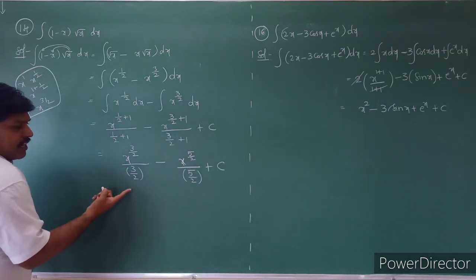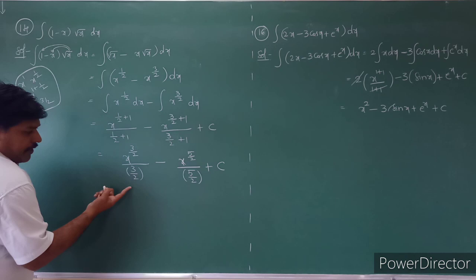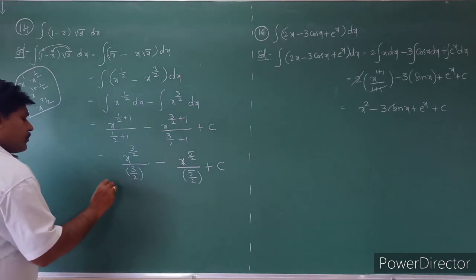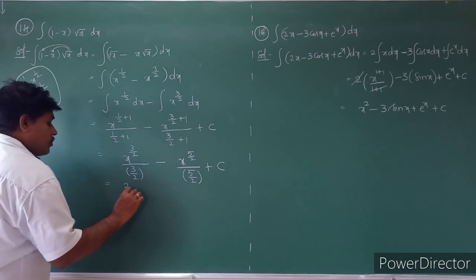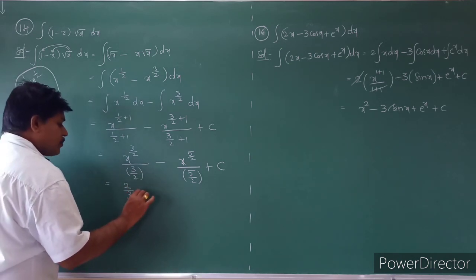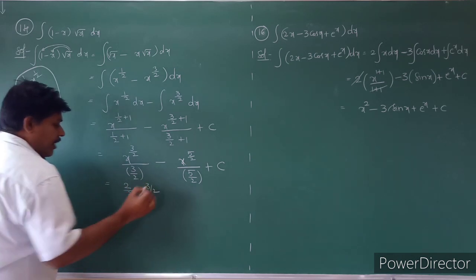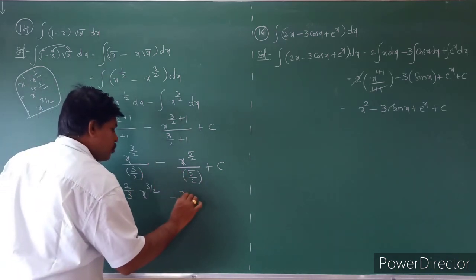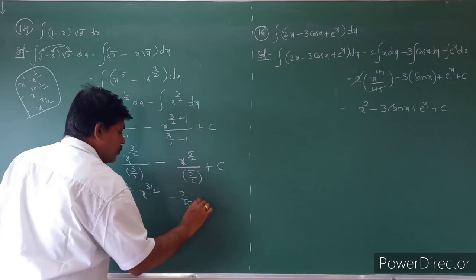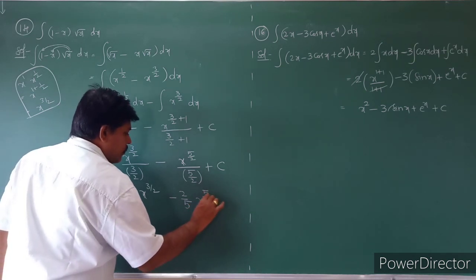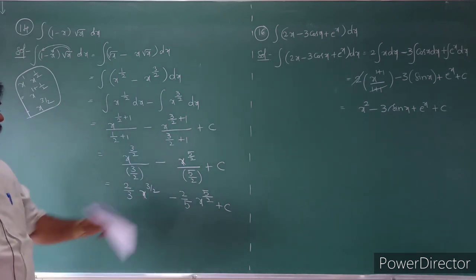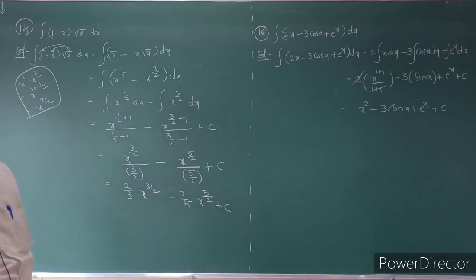So this 3 by 2 is in the denominator. If you take it to the numerator, it will become 2 by 3. So what happens? 2 by 3 into x power 3 by 2 minus, take this 5 by 2 to the numerator, it will become 2 by 5 into x power 5 by 2 plus c. Do you understand, students?